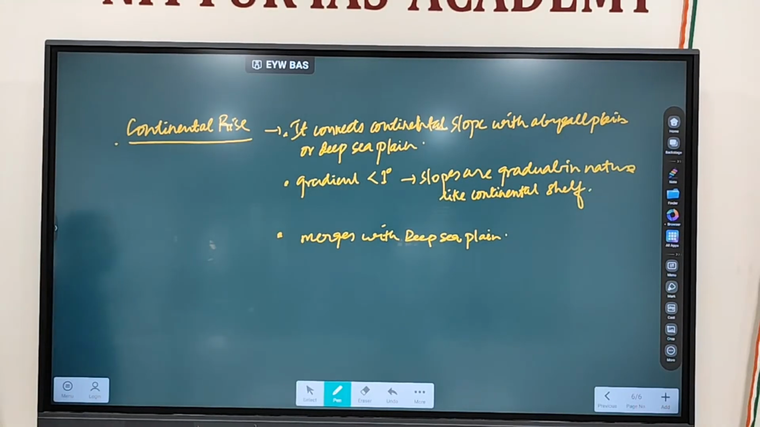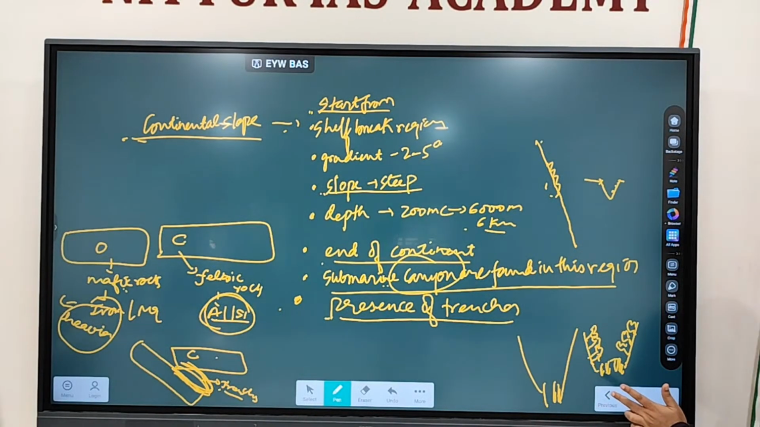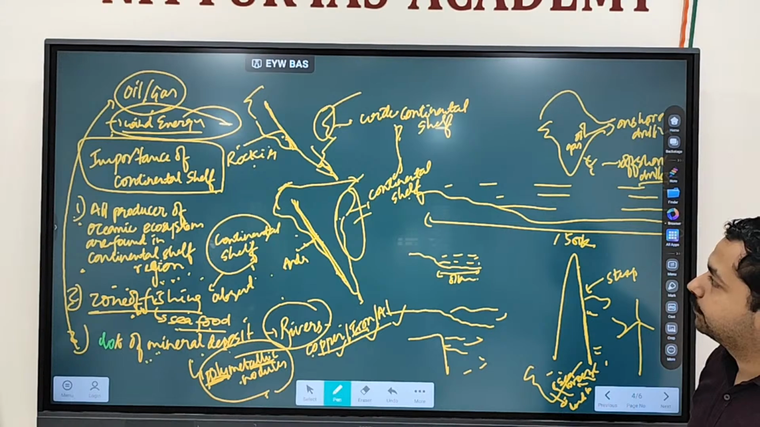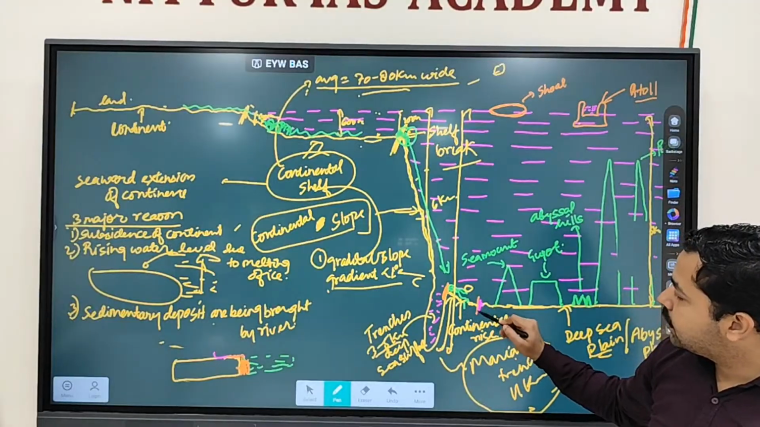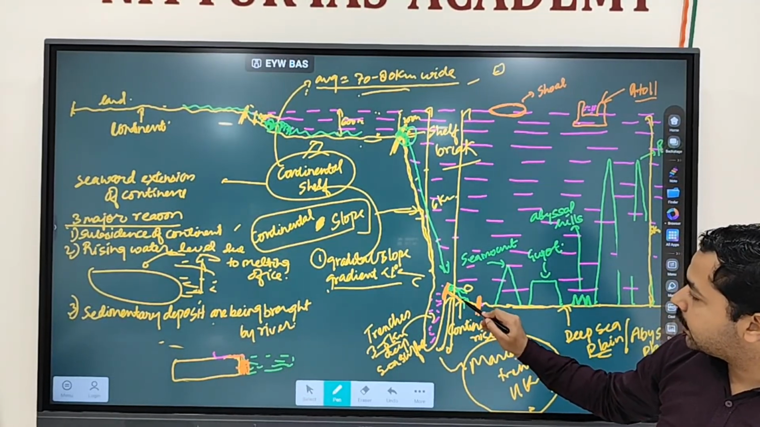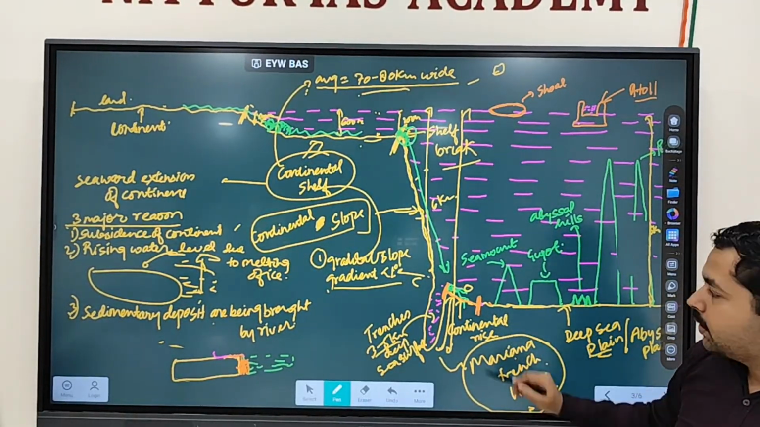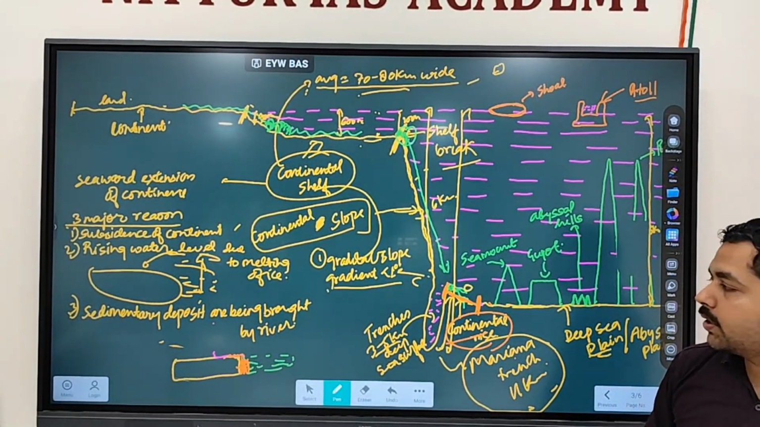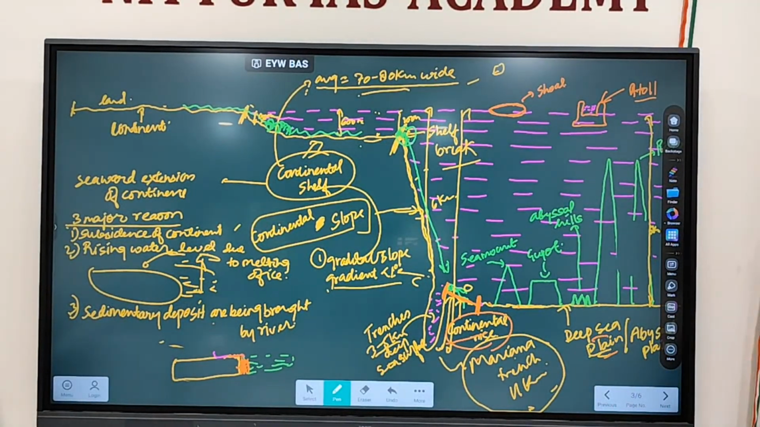So from this region to this region is which region? The continental rise. It is connecting the continental slope with which region? With the deep sea plain region. And this is why we have written this region as the continental rise region. So it connects, and ultimately it merges with the deep sea plain.